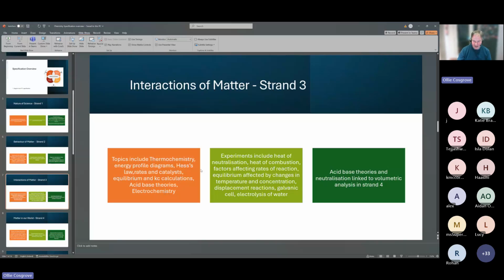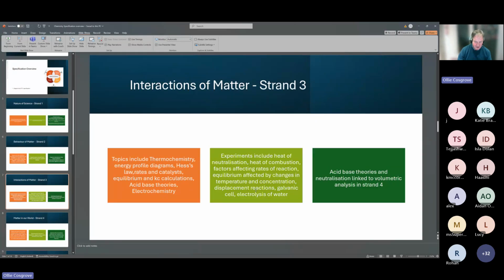And then the experiments in this section: heat of neutralization, which was on the old course as well, heat of combustion, factors affecting rate of reaction, like change in concentration, change in temperature, change in particle size. Equilibrium then, a simple equilibrium experiment and seeing how temperature and concentration affect equilibrium. There's a little bit more emphasis on displacement reactions. They were on the old syllabus as well.